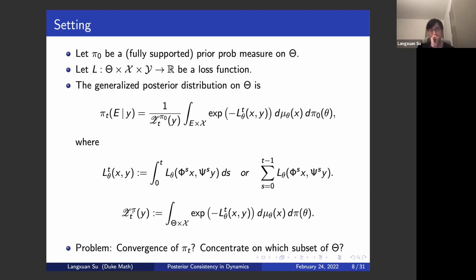Okay, so after we give this precise formulation of our setting, the problem is, do we actually have posterior consistency as mentioned in the introduction? So do we know whether this generalized posterior distribution actually converges, or if it converges, does it concentrate on any subset of the theta that makes sense for posterior consistency?